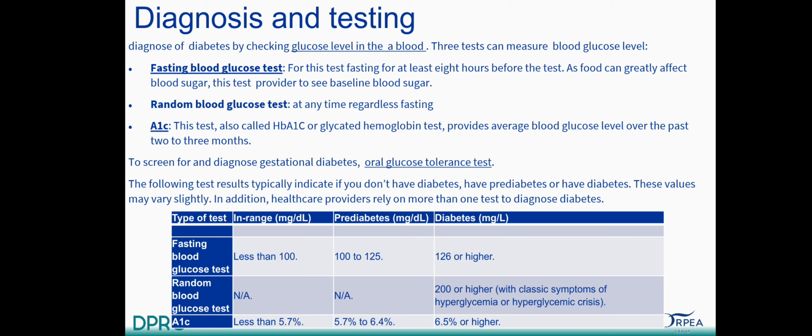Random blood sugar can be taken at any time of the day, regardless of fasting or not. And we have the hemoglobin A1C, or glycated hemoglobin test. This gives us a clue of the blood glucose level over the past 2 to 3 months, and it's usually used to monitor the control of the diabetes after diagnosis, or the effect of the management of the diabetes. For gestational diabetes, there's another test called the oral glucose tolerance test.